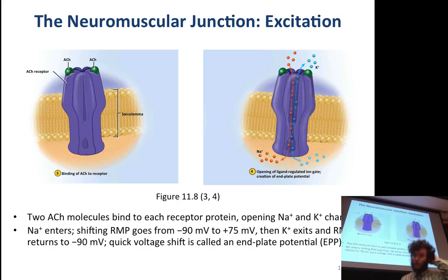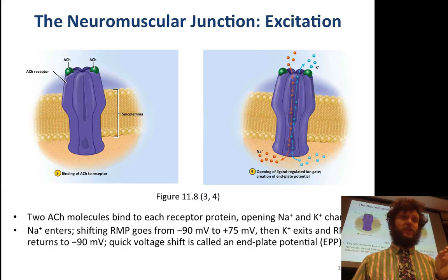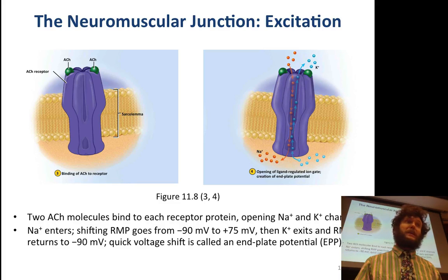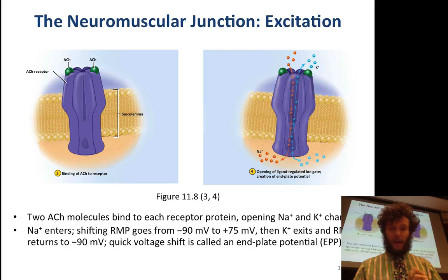Here is a picture of one of those channels. Acetylcholine binds, the channel opens, ions begin to flood the cell, sodium enters, and the depolarization happens, driving the resting membrane potential from negative 90 millivolts, which happens to be the resting potential of this membrane. It's not negative 70 like it was in neurons. Muscle cells sit at negative 90. And then potassium exits, and the resting membrane potential returns to negative 90 millivolts.